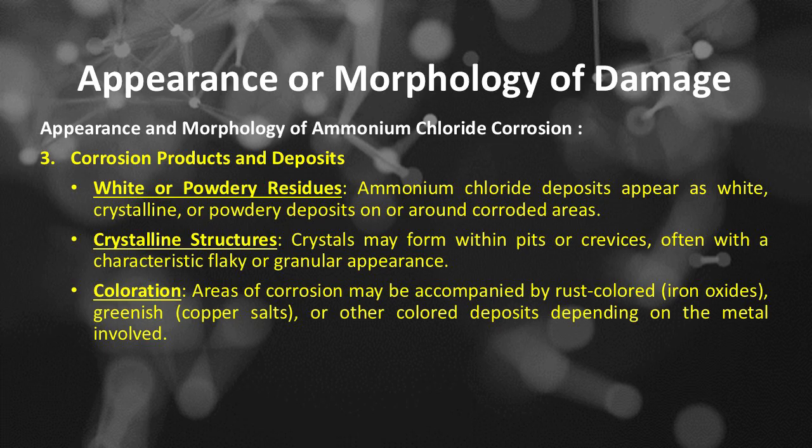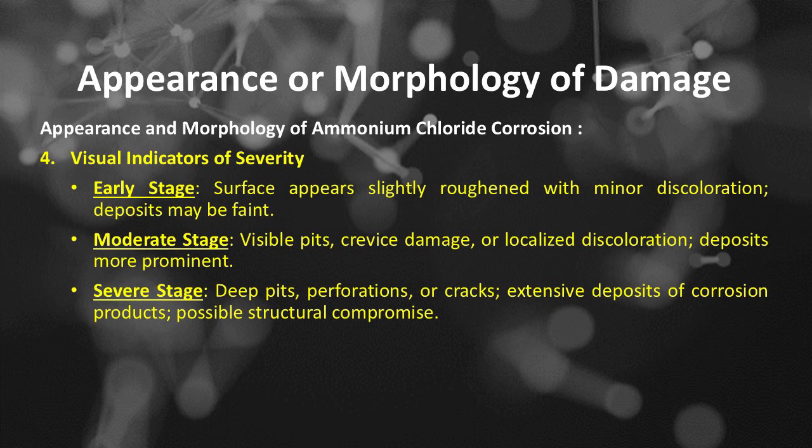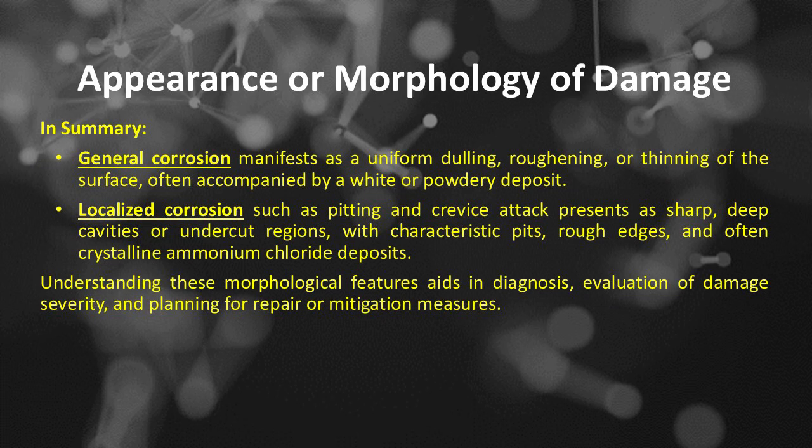Visual indicators of severity. Early stage: surface appears slightly roughened with minor discoloration. Deposits may be faint. Moderate stage: visible pits, crevice damage, or localized discoloration. Deposits more prominent. Severe stage: deep pits, perforations, or cracks. Extensive deposits of corrosion products. Possible structural compromise. In summary, general corrosion manifests as a uniform dulling, roughening, or thinning of the surface, often accompanied by a white or powdery deposit.